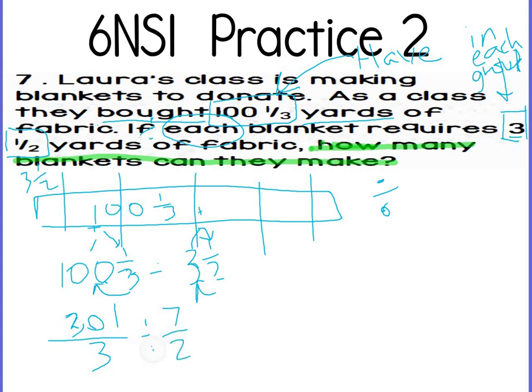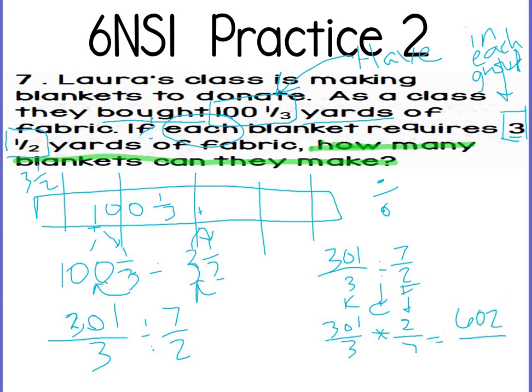There we go, 7/2. So now I can just use my process where I keep, change, and flip. I'm going to keep 301/3, change division to multiplication, and then flip 7/2 to 2/7. And then I can go ahead and multiply. So I know 301 times 2 is 602. 3 times 7 is 21.